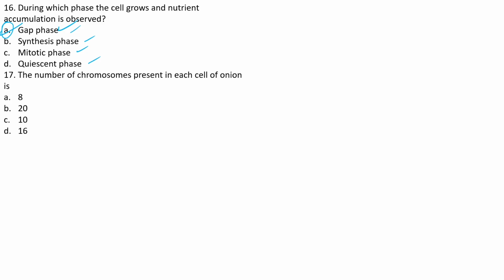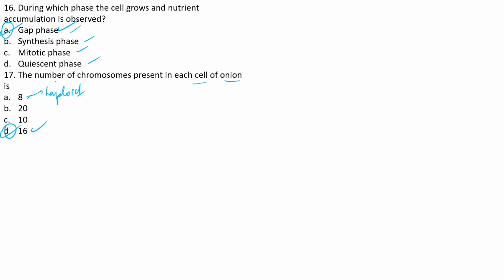The next question: the number of chromosomes present in each cell of onion is exactly? Now you people will be doing this as a practical in your second year examination, that is the root squash preparation, right? So the number of chromosomes found in a diploid onion cell is actually 16. Remember this, the diploid number is 16, whereas the haploid is 8.